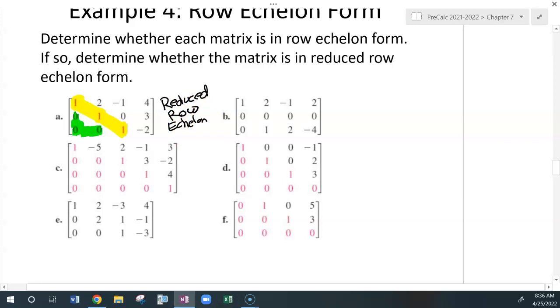Now let's look at B. All right, I have a 1 here. So that's my leading one in my first row. That's fine. Second row is all zeros. Now to be in row echelon form, if you have any rows that are all zeros, they're supposed to go to the bottom. So that means that it's not in a row echelon form.